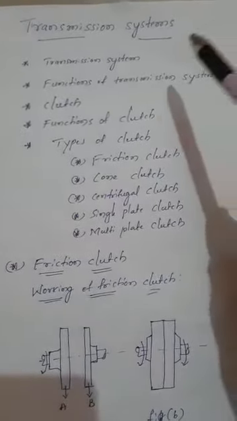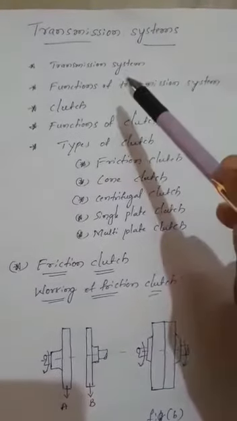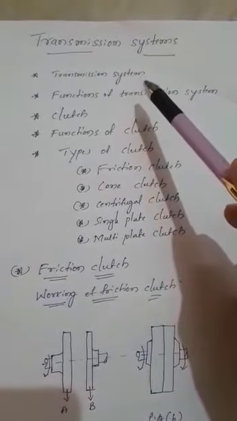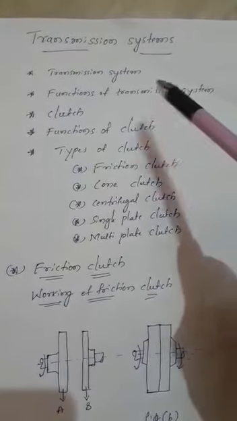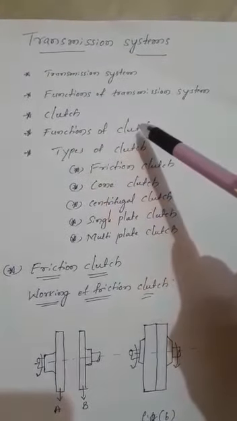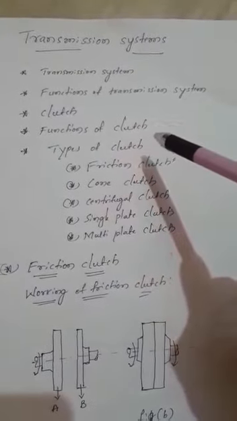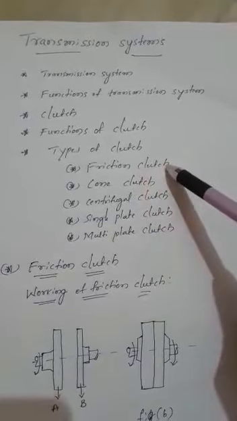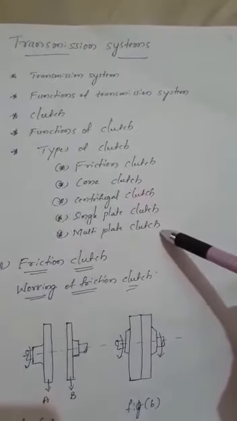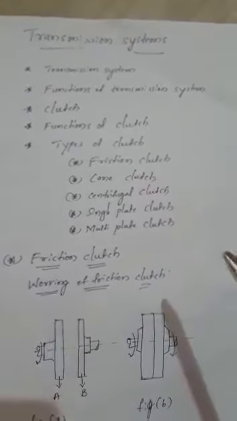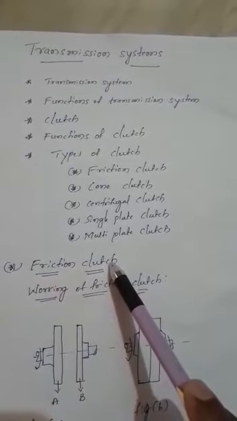Today I will explain about transmission systems. In this I will explain what you mean by transmission system, functions of transmission system, clutch, functions of clutch, different types of clutches used in the vehicles. That may be friction clutch, cone clutch, centrifugal clutch, single plate clutch, multi plate clutch. In this I will explain the working of friction clutch.